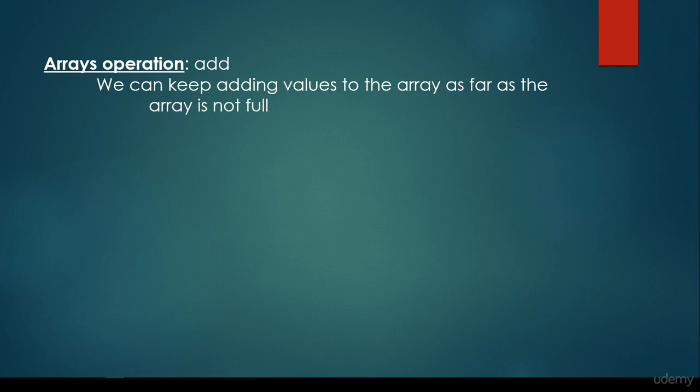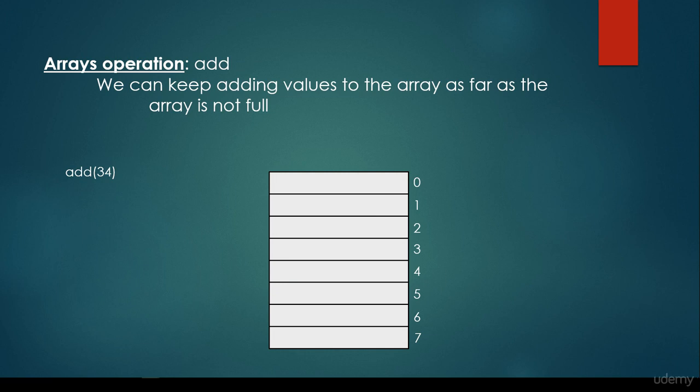Hi, in this video we are going to talk about the most important operations as far as the array data structure is concerned. So first, let me tell a few words about the add operation. We can keep adding values to the array as far as the array is not full. So basically, we have an array that can store up to 8 items. At the beginning it is empty, so we are able to add 34. It's going to be the first item, so we are able to get it with the help of index 0.